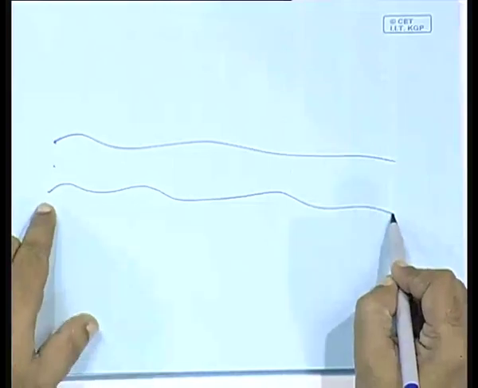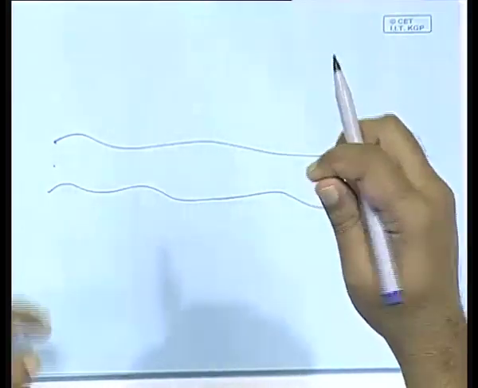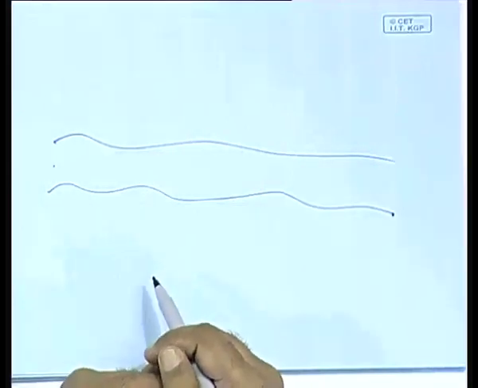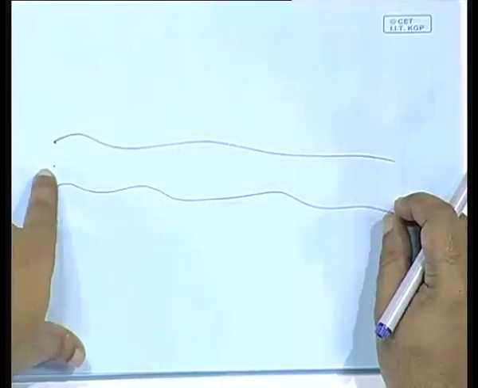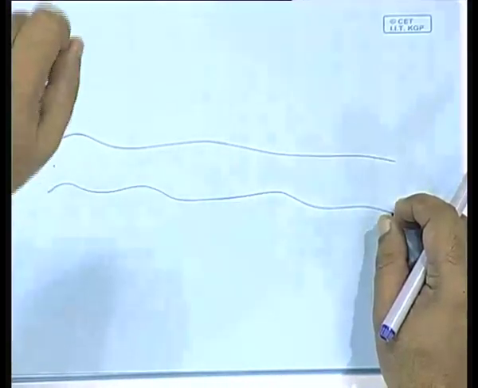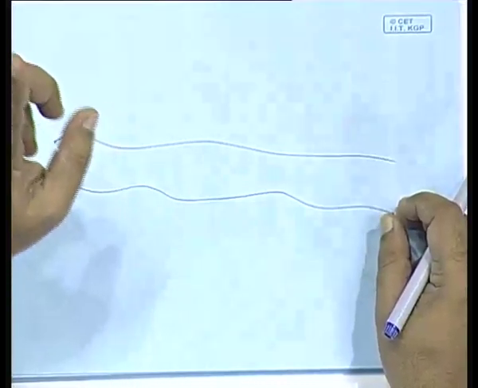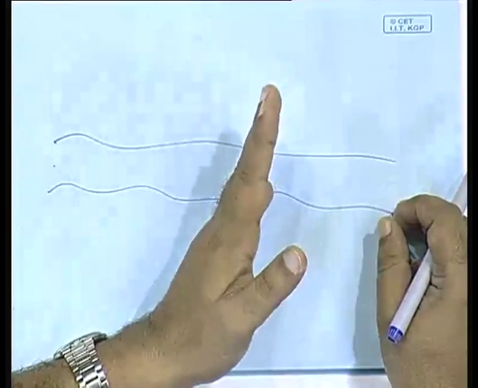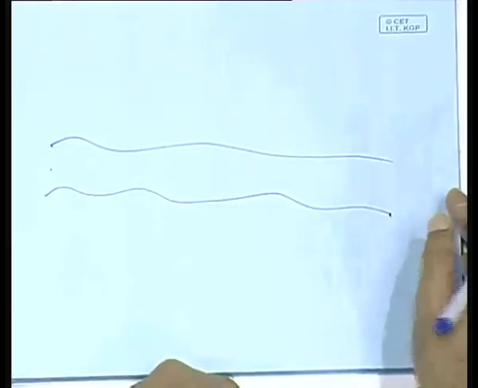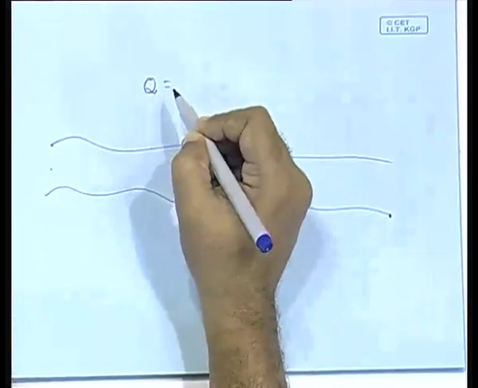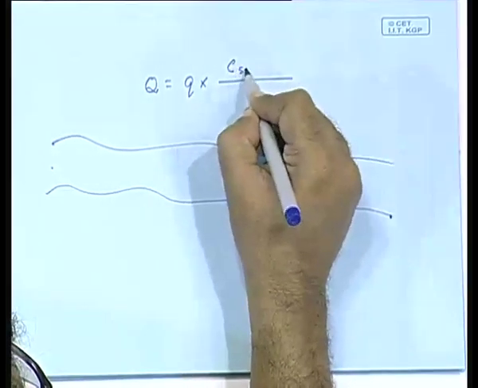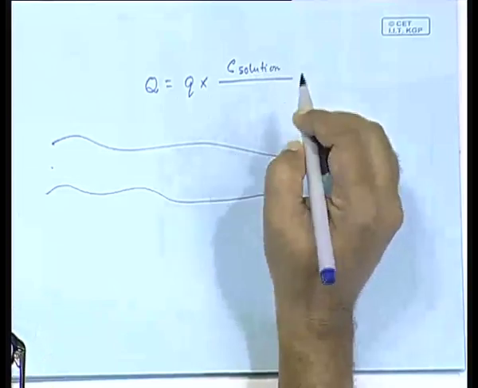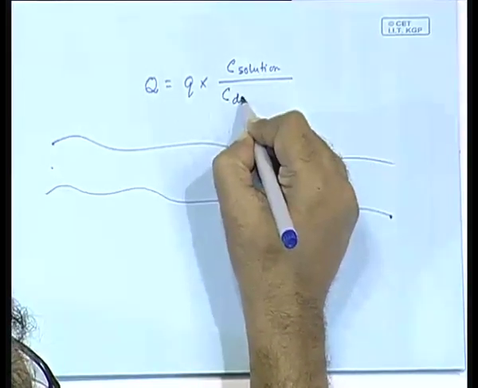So at another point, you pick up that water and measure the concentration, right? If you pick up the water and measure the concentration, and if you know the concentration of the solution that you mixed here, then that will allow you to measure the flow rate, will it not? What will be the relationship then? Then your Q is q times C of solution by C downstream.